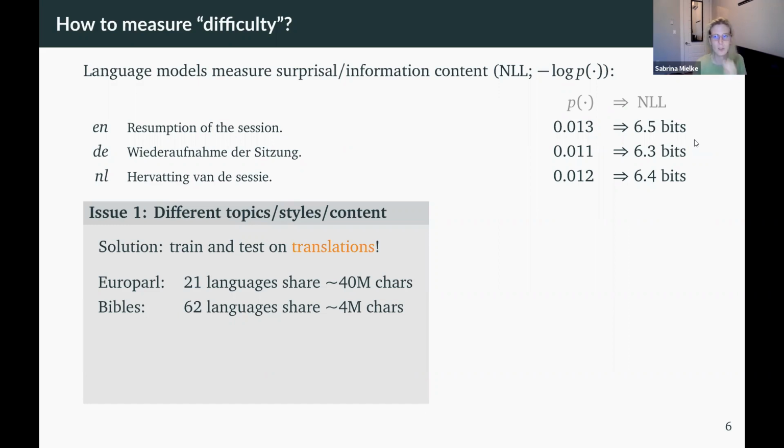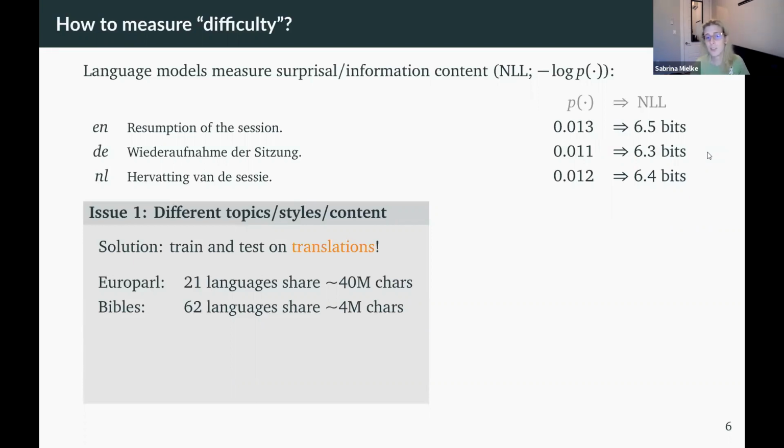And so in this case, we would see that, yeah, they assign roughly the same probability, but still it seems a little bit more surprised by English, a little less surprised by German in the case of this one particular sentence. So that's what we're going to be building this on. Okay. So it really matters that we have translation.